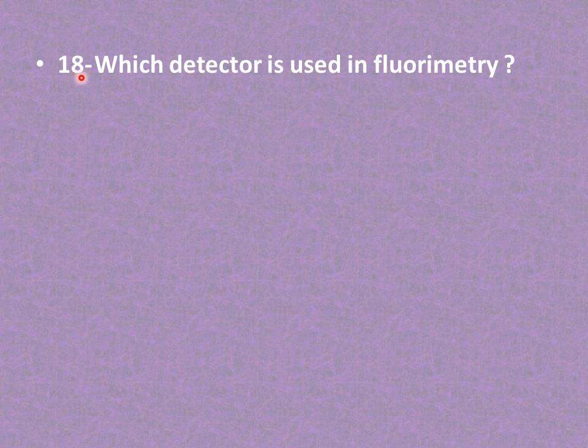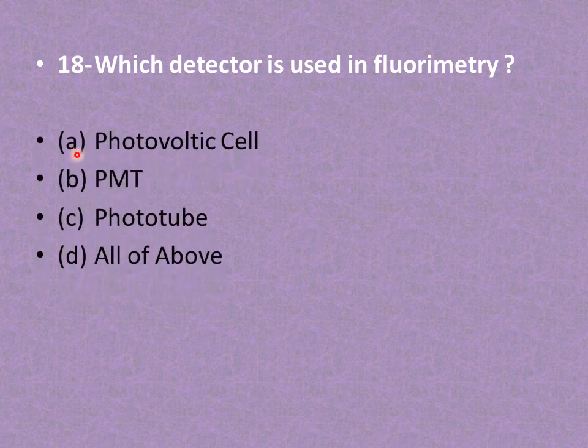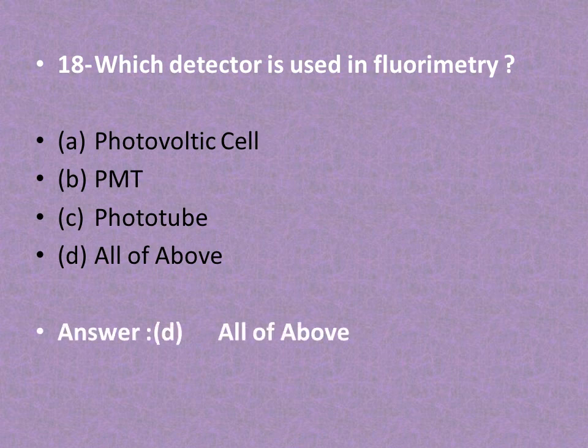Number 18. Which detector is used in fluorimetry? Let's see the options. A is photovoltaic cell. B is photomultiplier tubes. C is the phototube, while D is all of above. So let's see what is the right answer. So right answer is option D, means all of above. So photovoltaic cell, photomultiplier tubes and phototubes all are being used as detector in fluorimetry.